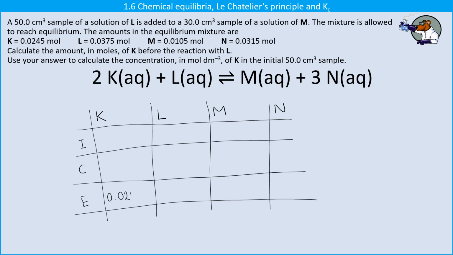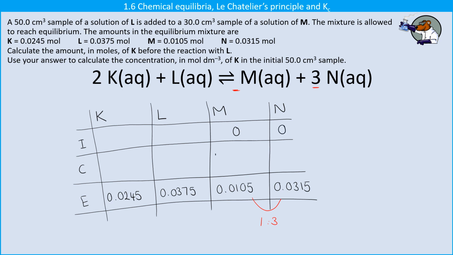So I can start off by filling in the bottom row of my table, because all of that information is given in the question. Now in this question there's no mention of any M or N in the reaction starting mixture, and also if I have a little look, they're in a 1:3 ratio and the equilibrium moles of those are also in a 1:3 ratio. So that gives me a very good indication that there wasn't any M or any N in the reaction mixture to start with, and therefore I can fill in my initial moles there as 0.